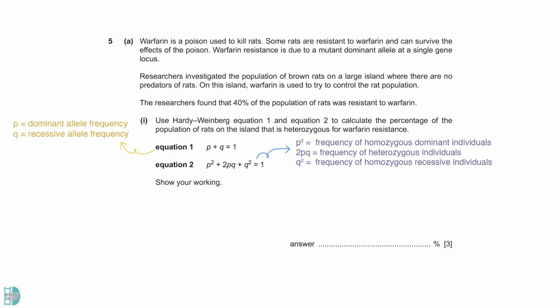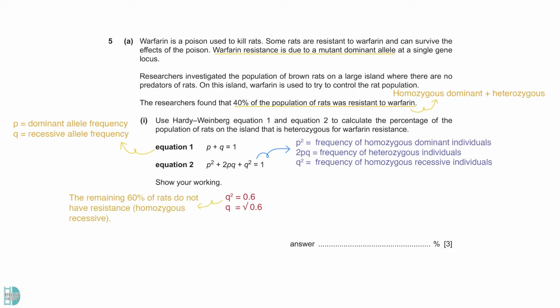The question says that warfarin resistance is due to a dominant allele. It also gives the percentage of rats that have the resistance. Those are the homozygous dominant and heterozygous individuals. The remaining 60% of rats do not have resistance. They are the homozygous recessive individuals.